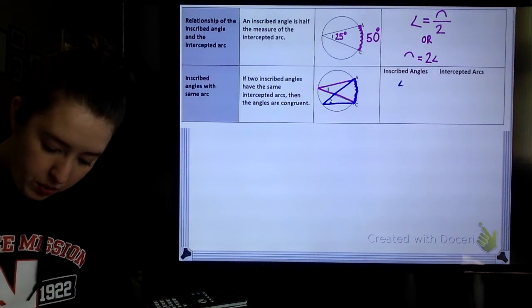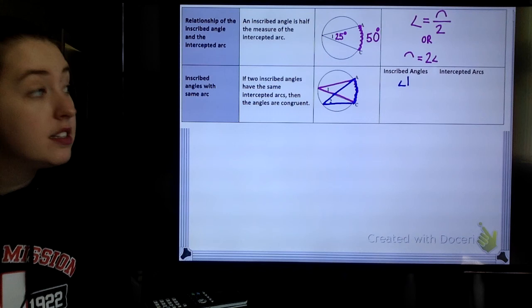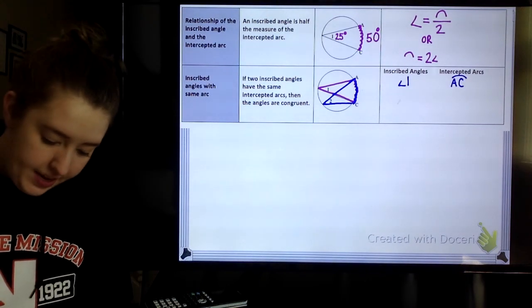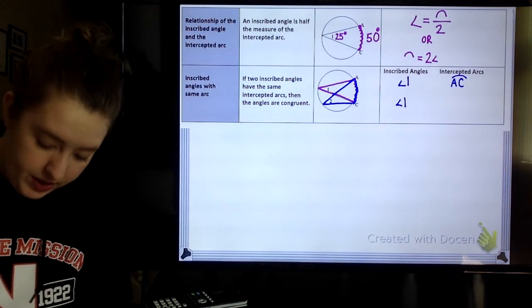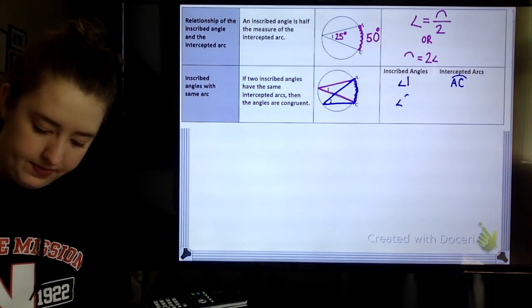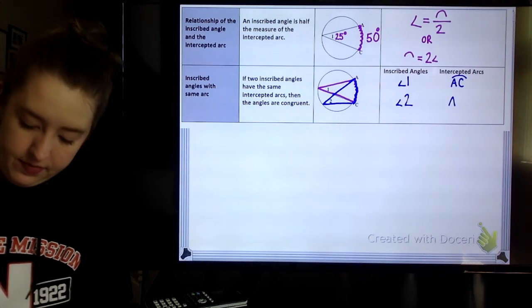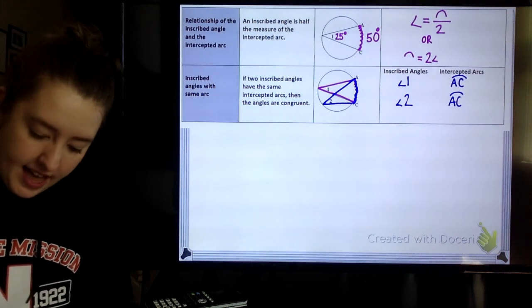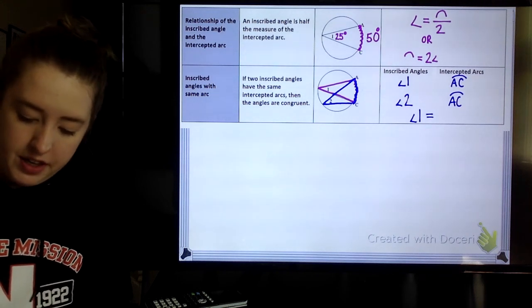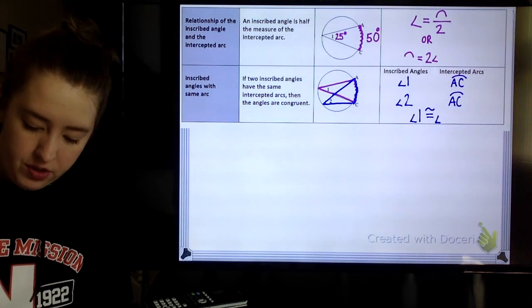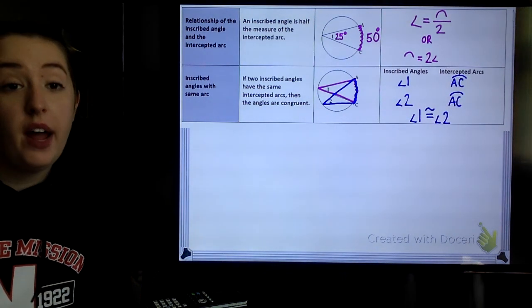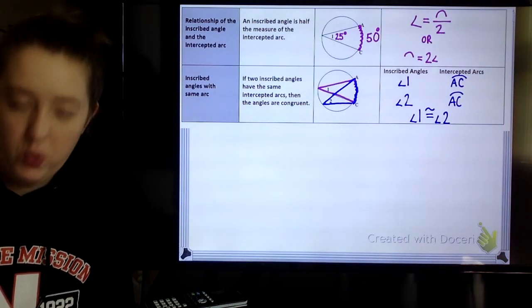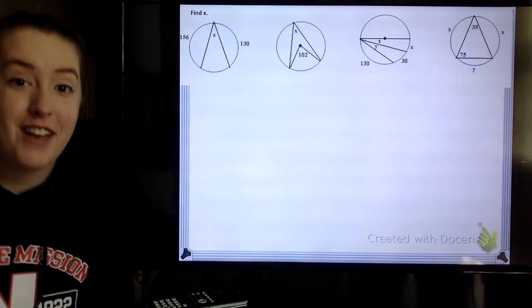So angle 1 intercepts AC, and angle 2 intercepts AC. So since they're both half the measure of AC, that means that angle 1 is congruent to angle 2. So if we have two angles that intercept the same arc, then that means that they're congruent. Cool. Now let's go and find some values.